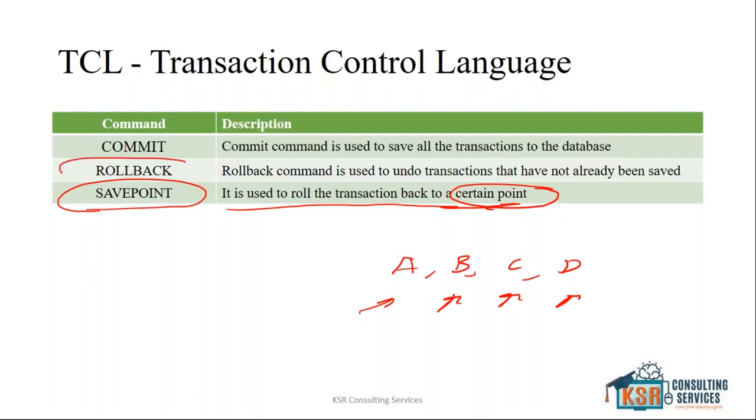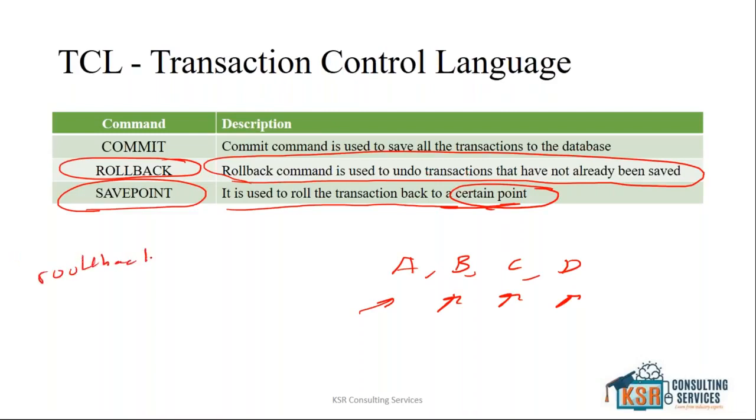Okay, what is rollback? Rollback is something you have seen. The rollback command is used to undo transactions that have not already been saved. So something which I have not saved, that means I have not committed yet, I can go and write a rollback and I can get it back.